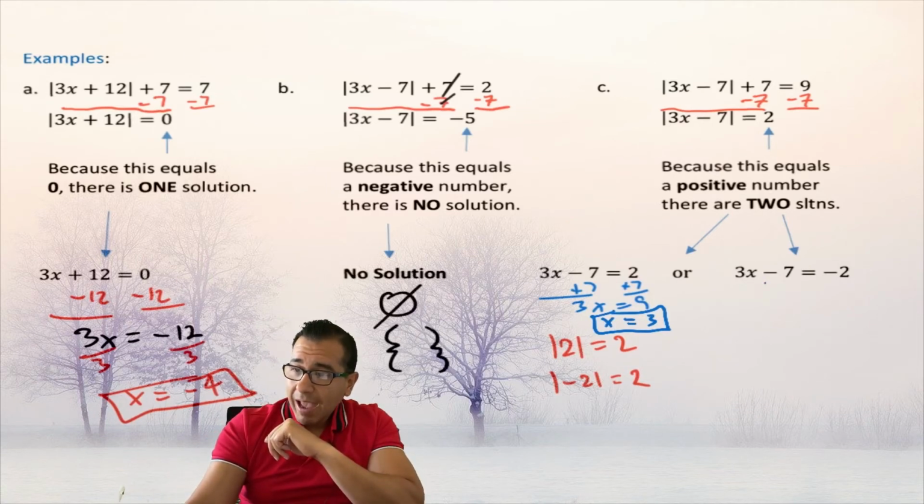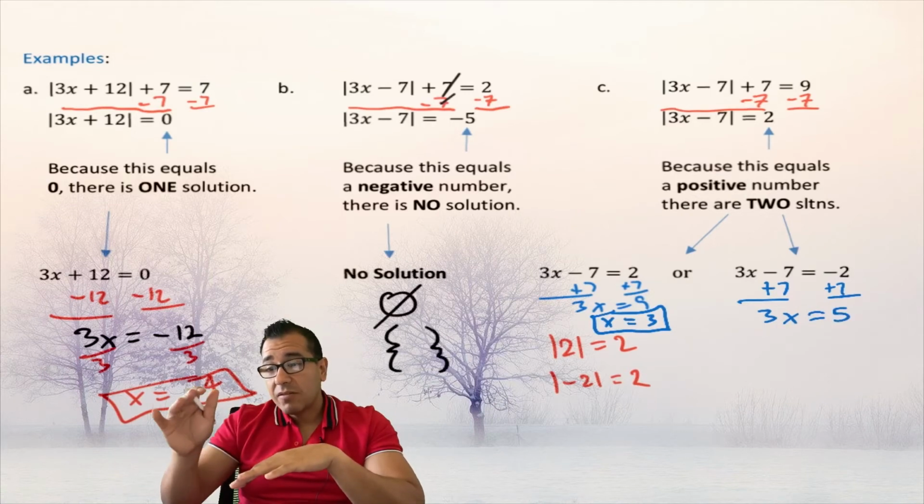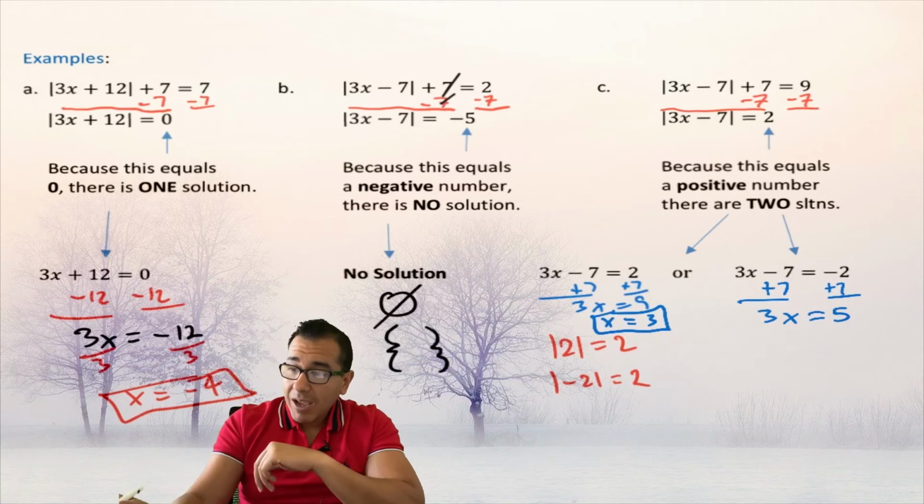So let's go ahead and add 7, add 7. So you're left with 3x equals 5, right? Because negative 2 plus 7. And now we divide both sides by 3. I have a little bit more space here, so let me go ahead and divide by 3, divide by 3, and you're left with x equals 5/3.